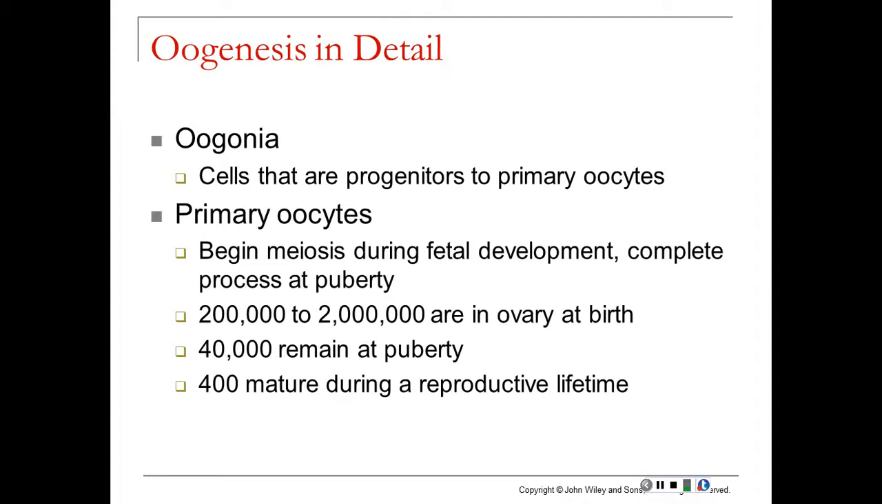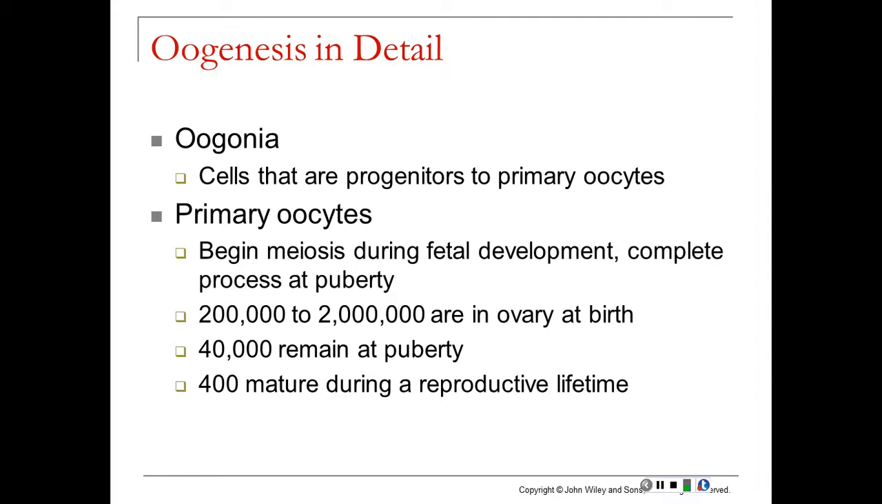There's 200,000 to 2 million in every ovary at birth. When a female reaches puberty, only about 40,000 are going to remain, and around 400 are going to mature during the reproductive lifetime. So in other words, a female can guess that they're going to menstruate about 400 times in their life, which is kind of an overwhelming idea. Of course, that depends on how often you're pregnant and birth control, etc., but that's the general idea.